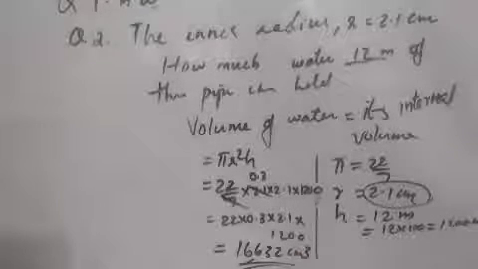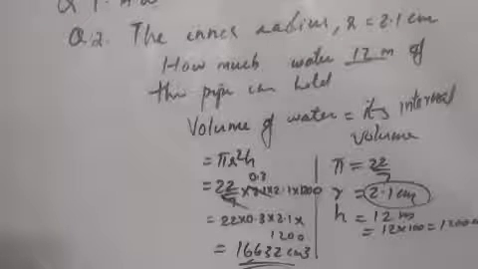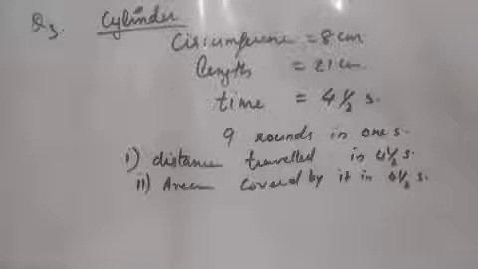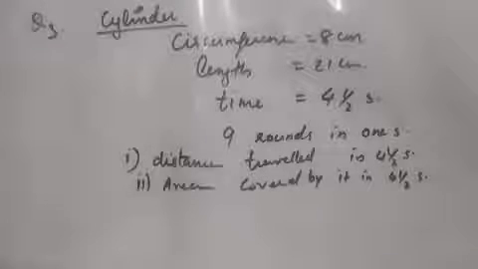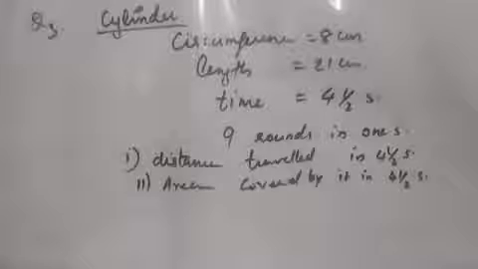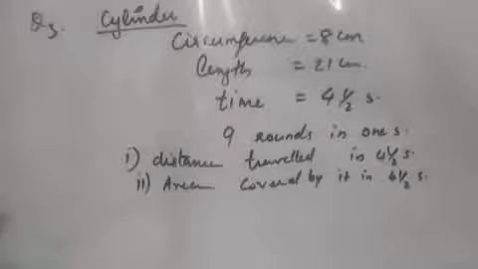Now the next question is the third one. Third question is, there is a cylinder of circumference 8 centimeter and length 21 centimeter that rolls without sliding for 4.5 seconds, at the rate of 9 complete rounds per second. Find the distance travelled in 4.5 seconds and the area covered by the cylinder in 4.5 seconds. How can we find the distance travelled?